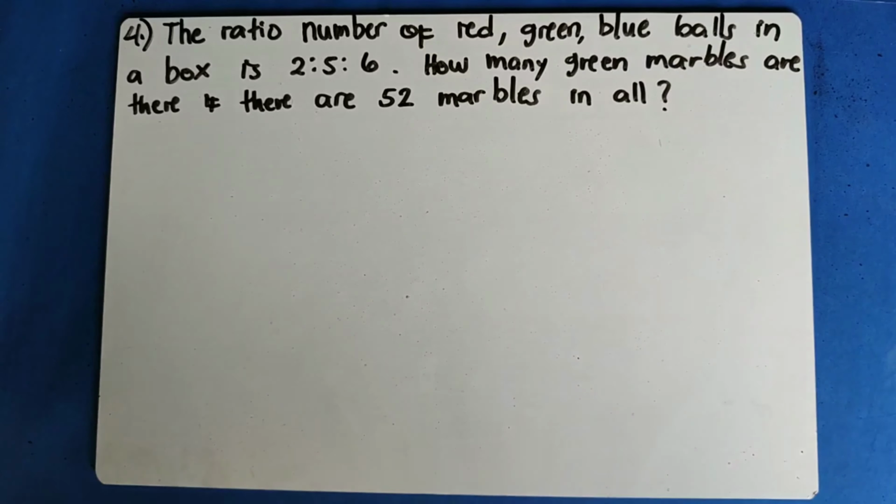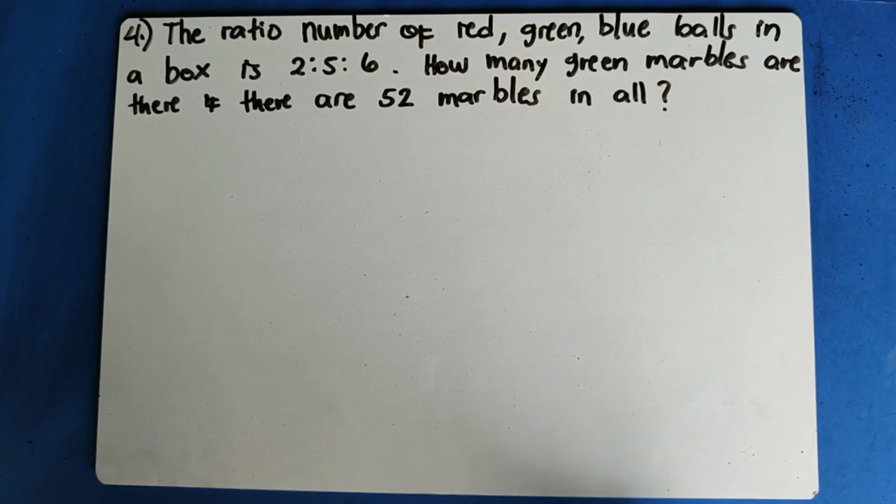Okay, now, in this kind of problem, we have to give emphasis on the order. Red, green, and blue. So, ibig sabihin, itong 2 na to will be the ratio of red, 5 is for green, 6 is for blue. Okay? So, again, do not forget the order because that will be the ratio of our given balls.